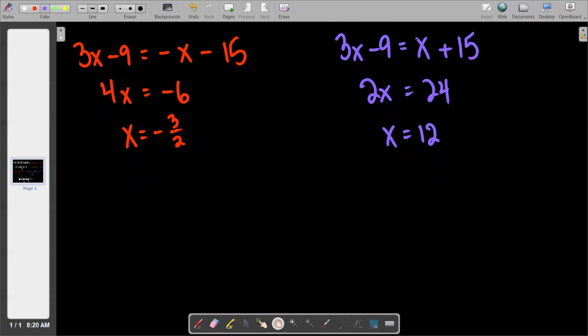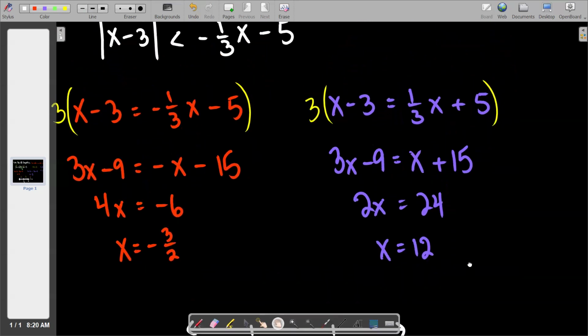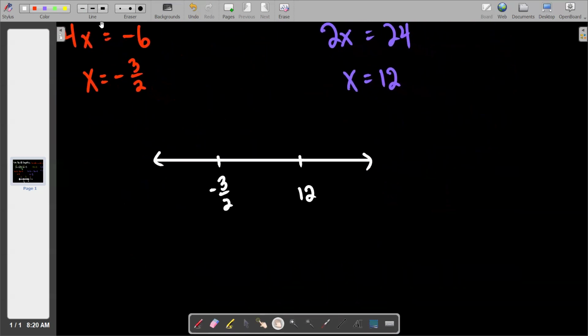So we're going to make a number line. Oopsie, wrong color. Like this. And we're going to go to negative 3 over 2 and 12. And if you want to put in some hollow circles. Regions 1, 2, 3. Can I have a point in region 1?